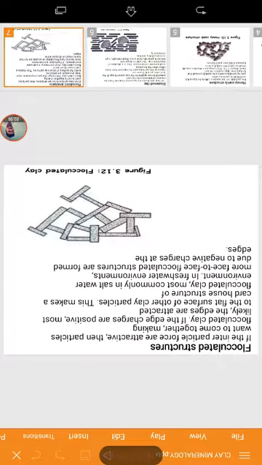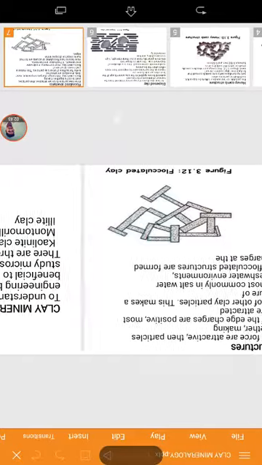Flocculated structures. If the interparticle forces are attractive, then particles want to come together, making flocculated clay. If the edge charges are positive, most likely the edges are attracted to the flat surface of other clay particles. This makes a card house structure of flocculated clay, most commonly in saltwater environment. In freshwater environments, more face-to-face structures are formed due to negative charges at the edges.